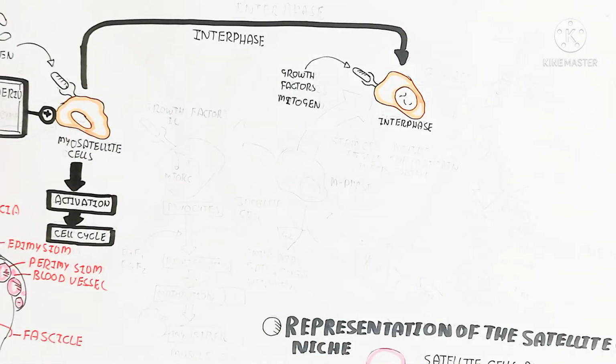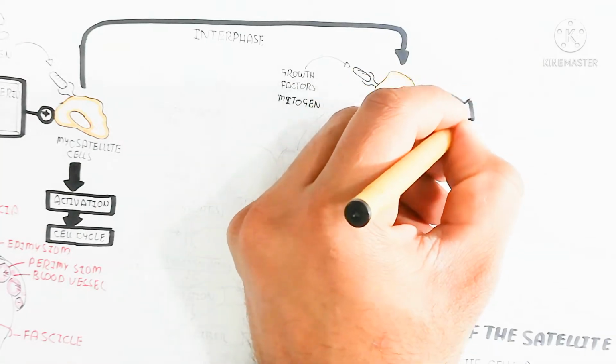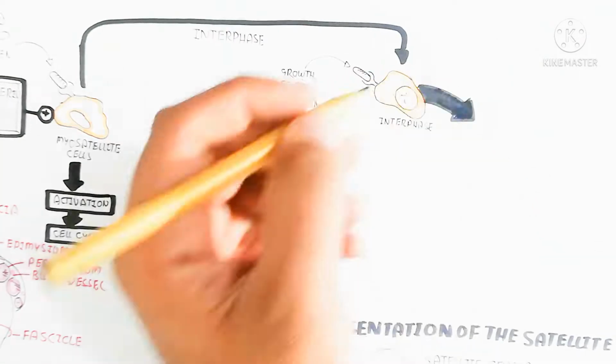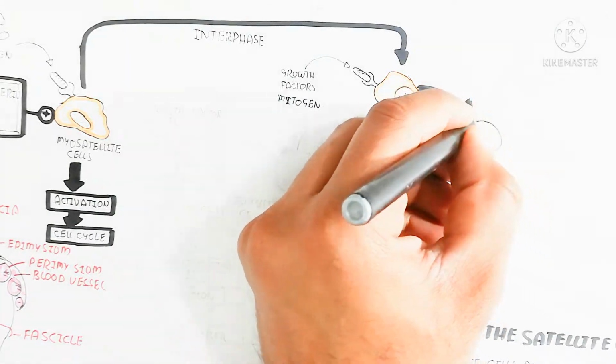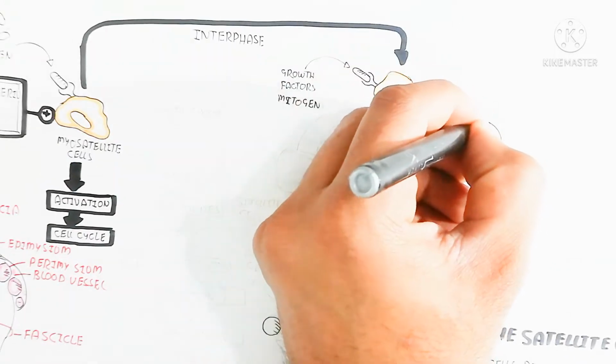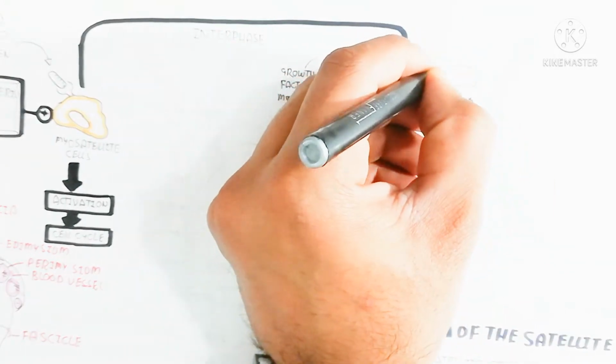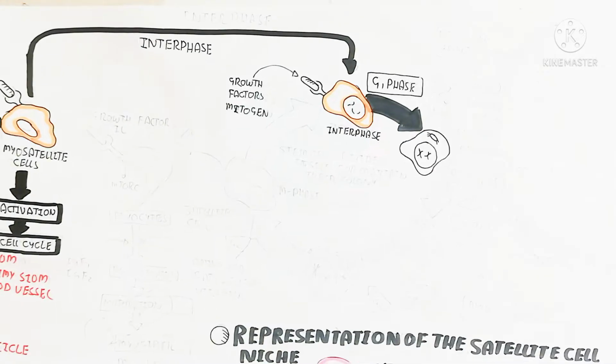So after this, you can see the growth factors will bind, and the mitogen means the mitotic factor. So after this, the cell cycle will occur. In this way, the growth 1 phase will begin. After the beginning of the growth 1 phase, what will happen?